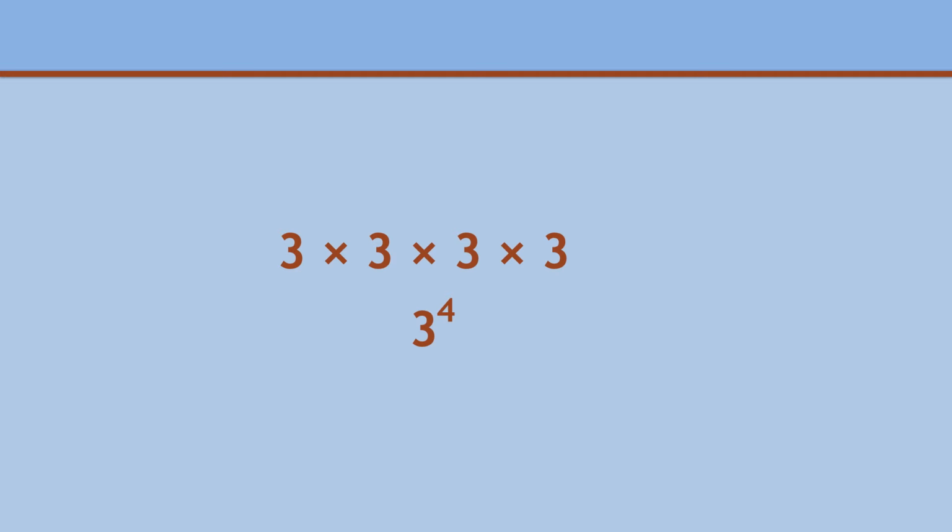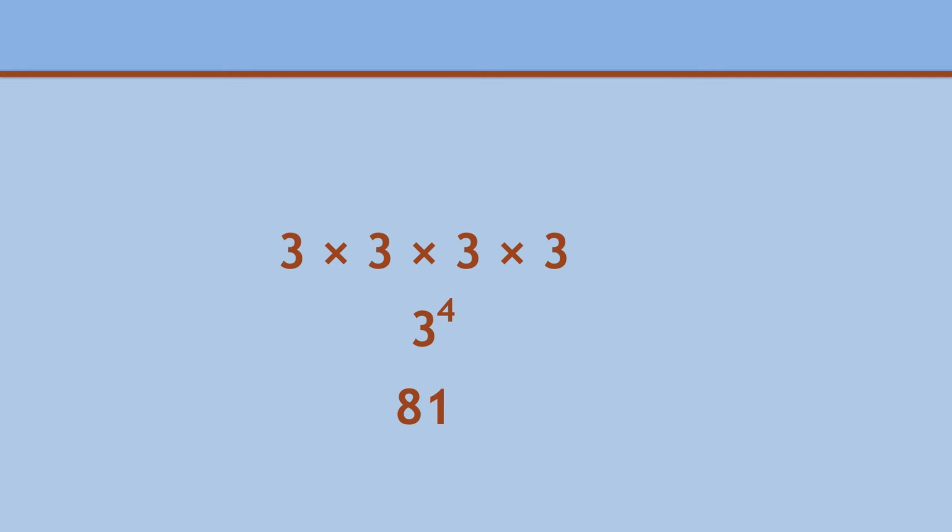Now, if we were to work this out and solve it, we would see that 3 times 3 is 9, times 3 is 27, times 3 is 81. And so the answer to 3 times 3 times 3 times 3, or 3 to the 4th power, is 81.